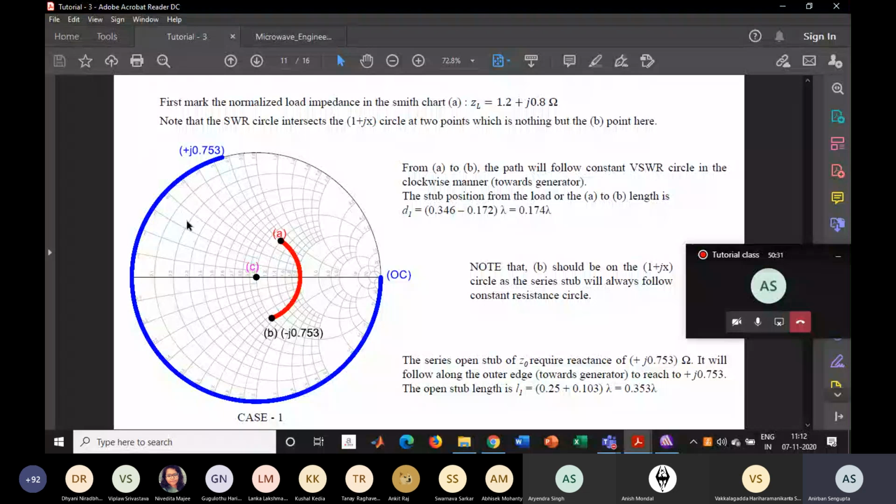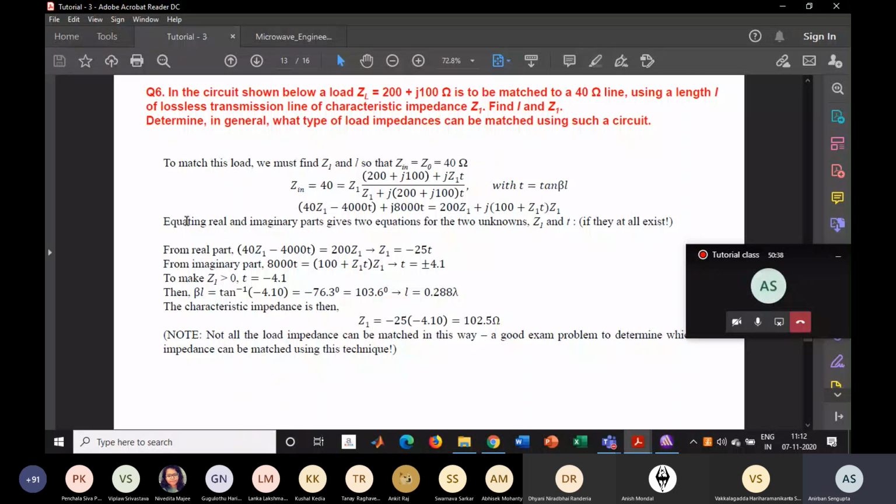Now the question number 6. It says, in this circuit shown below, I'll show you the circuit again. You can see there is a 40 ohm transmission line, then a line section of length L with impedance Z1 for the matching purpose, and the load ZL equals 200 plus j100 ohm.